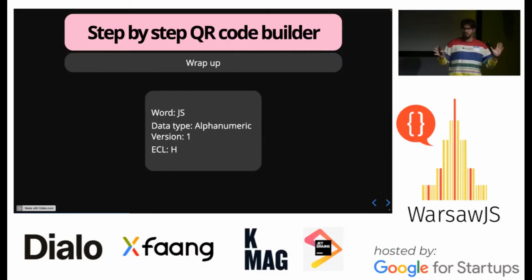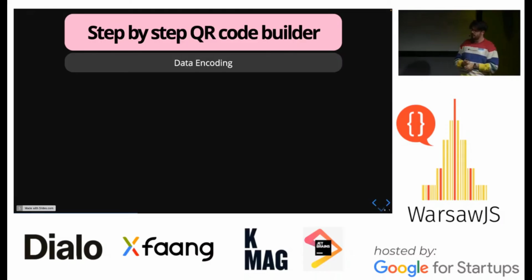So, to wrap up: we have the word JS. Our data type is alphanumeric. Our version of the QR code is 1, and the error correction level is H. Nice. Now we have to encode our data because, as you may know, the data inside the QR code is a bit string, so there are zeros and ones only, where 0 means white space and 1 means black space.